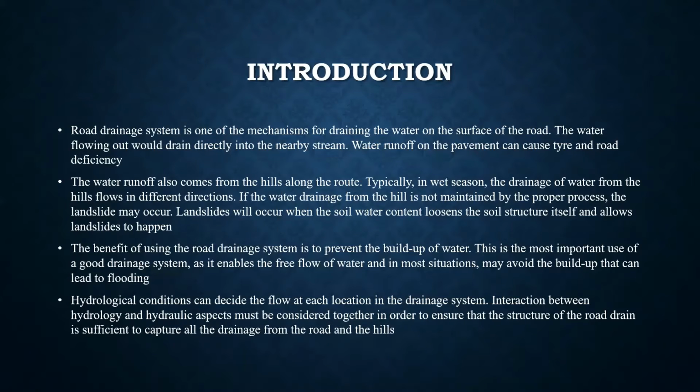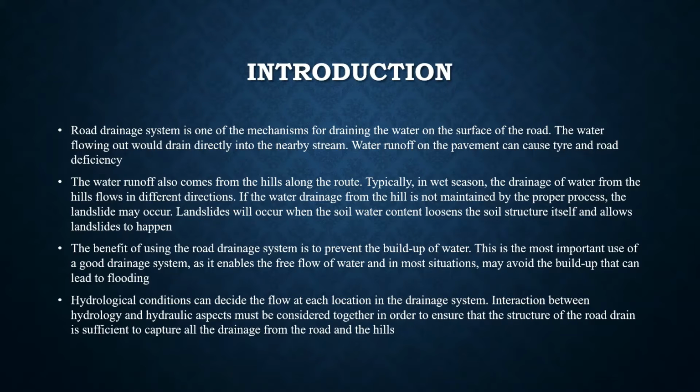Introduction. Road drainage system is one of the mechanisms for draining the water on the surface of the road. The water flowing out would drain directly into the nearby stream. Water runoff on the pavement can cause tire and road deficiency. This condition is likely to trigger road accidents that cause injuries. The water drainage should also be discharged to ensure the safety of road users.